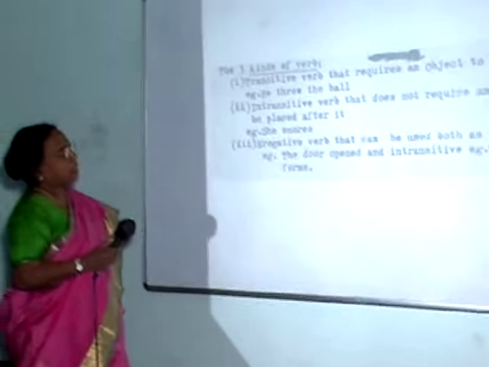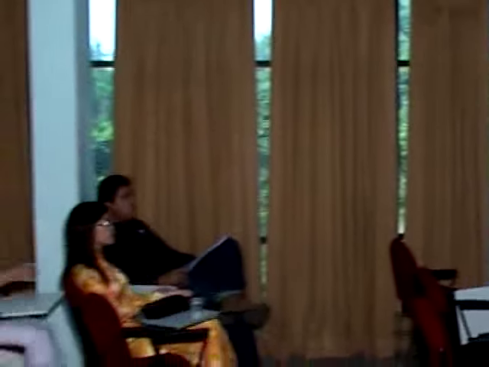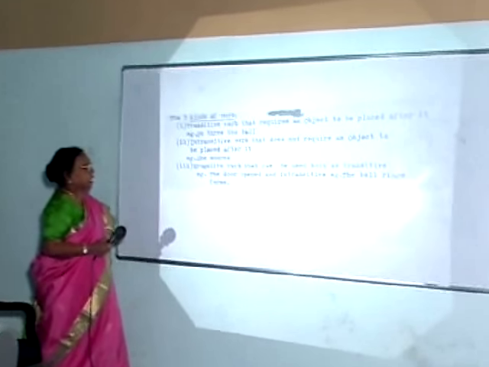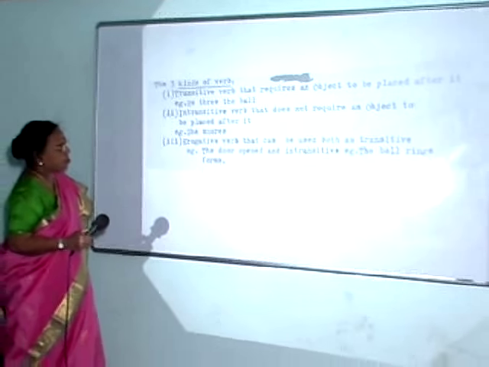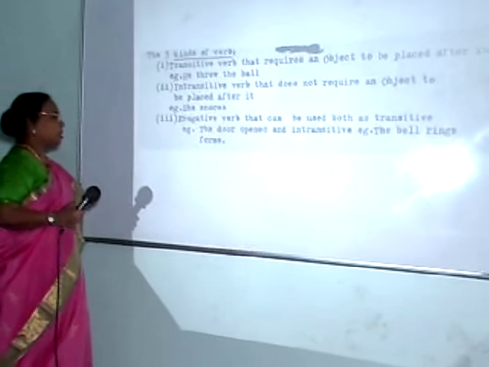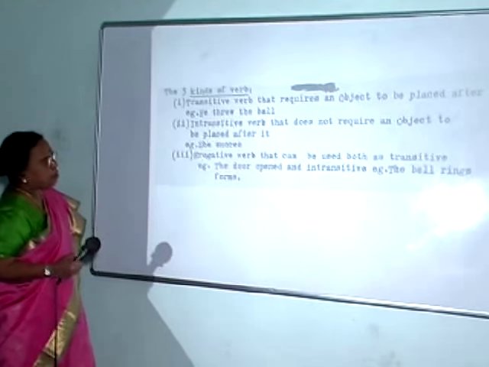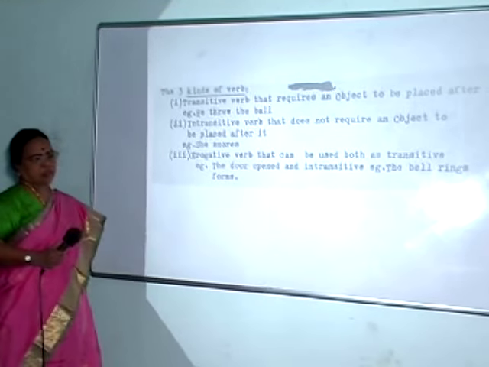Transitive verb requires an object to be placed after it. For example, he threw the ball. Then, intransitive verb does not require an object to be placed after it. For example, she snores. The third one is ergative verb that can be used both as transitive and intransitive. For example, the door opened. And intransitive example, the bell rings.